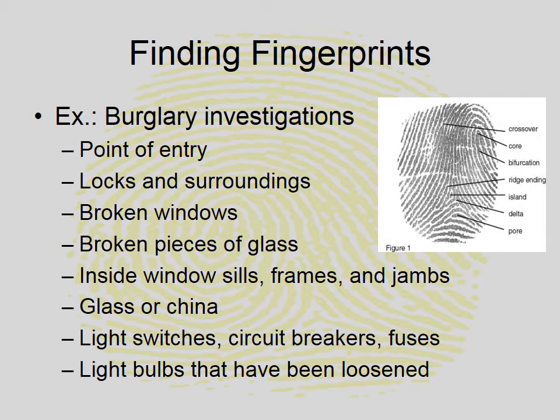So, an example of where fingerprints may come in handy, and it's not just homicides and burglaries. You may look for fingerprints at points of entry where you know the suspect came in, locks, broken windows, any broken piece of glass, anywhere that you know they may have touched, including light switches to turn a light on, or light bulbs that are loosened. It's common if they want to conceal their entry and it's at night, they will loosen a light bulb in order to turn the light off.